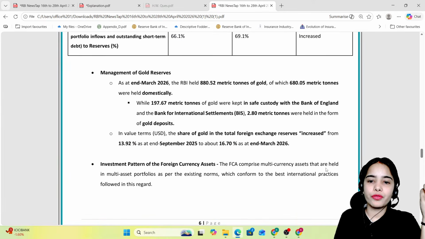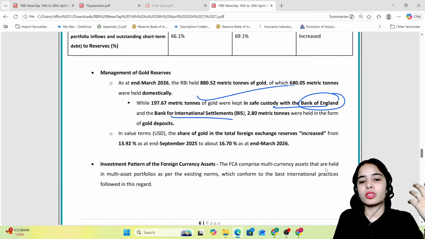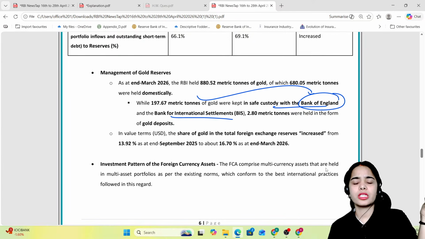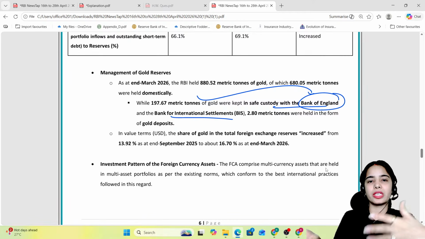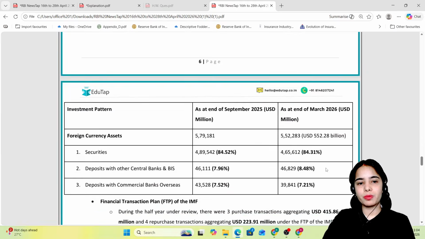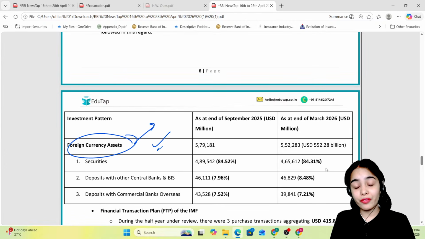Management of gold reserves, where the gold reserves are kept. See, the RBI is holding a part of the gold in the Bank of England because it has higher security, the security norms of the Bank of England are considered good. Many different countries hold their gold with the Bank of England and the Bank for International Settlements. Again, the investment of the foreign currency assets, where the investment is happening, is very, very important. Not the data points, but the percentages are very important, especially for the recent period.